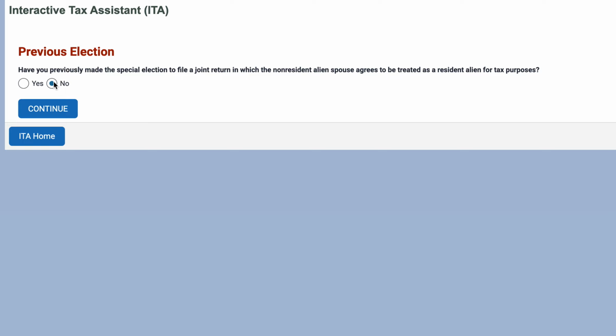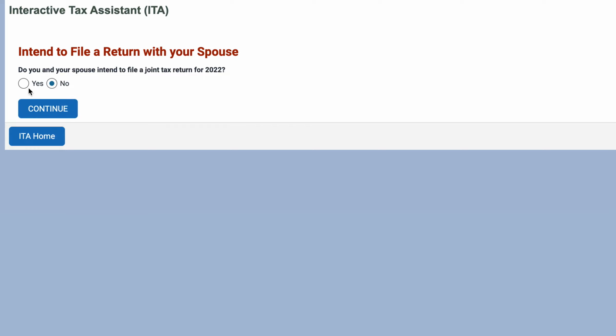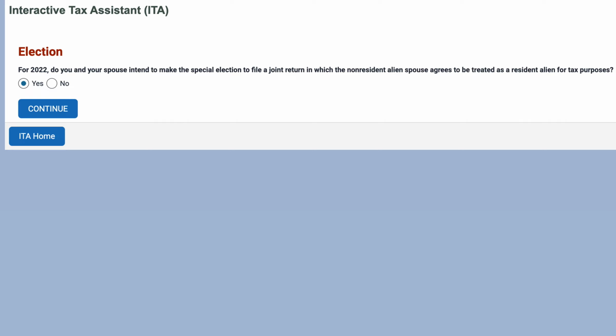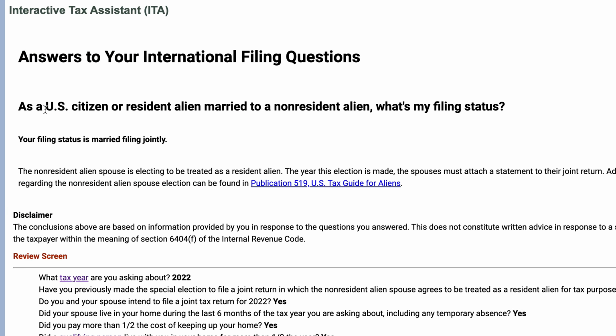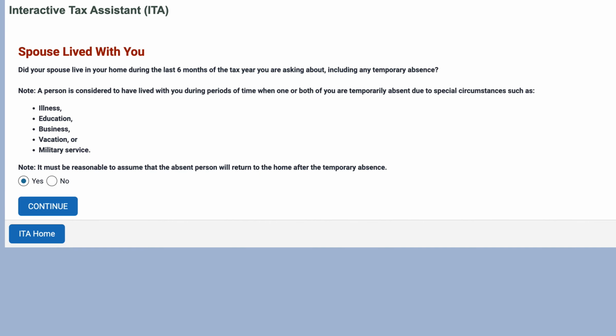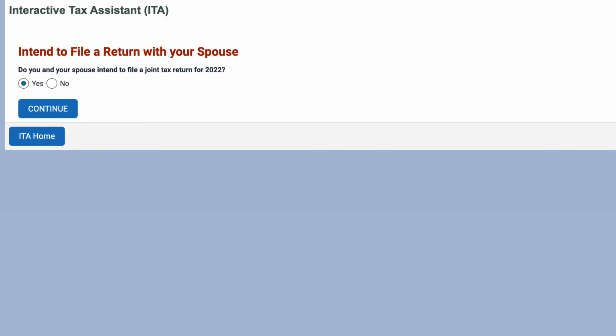So let's say that you have not previously made this election to file a joint tax return. Then in this case, it's going to ask you whether you intend to make that special election. And if you make that special election to file a joint return, and you intend to file a joint return, your status would be married filing jointly. And I think there's one last question in there that we can kind of explore together.